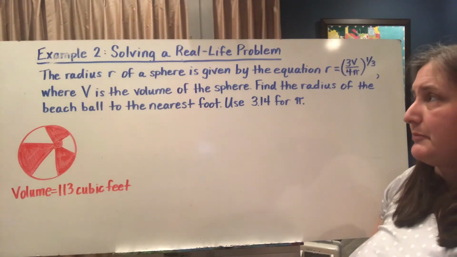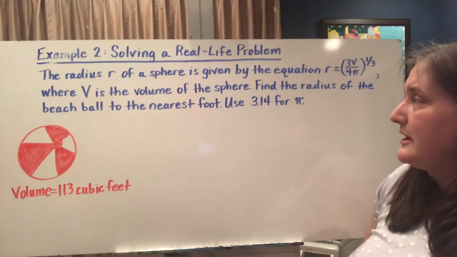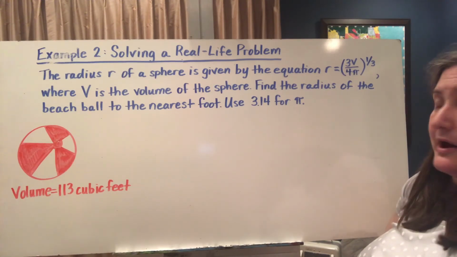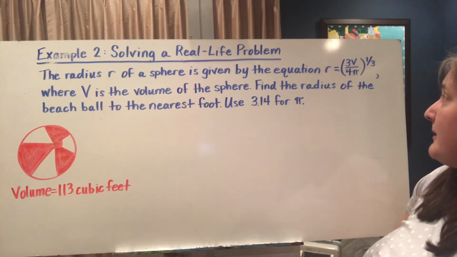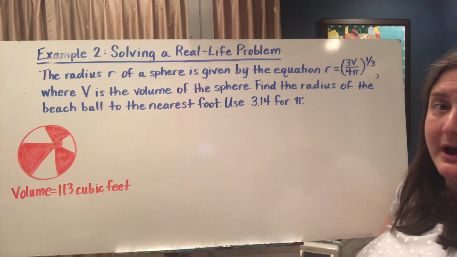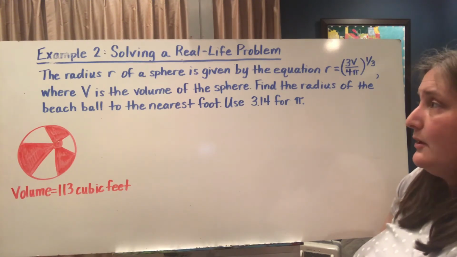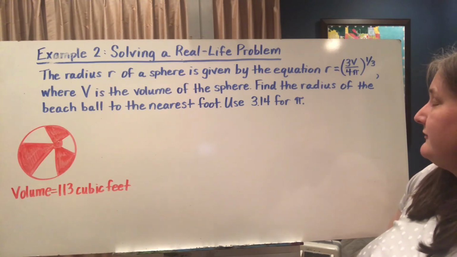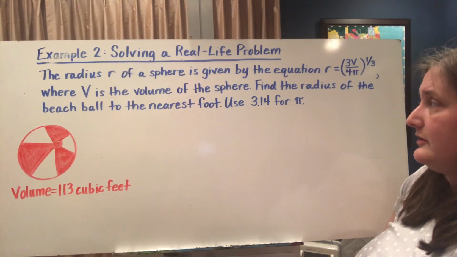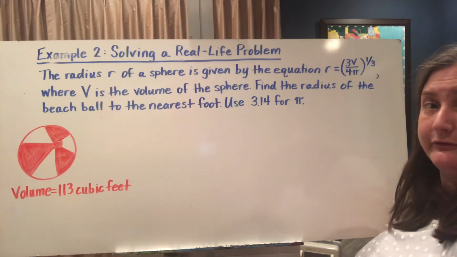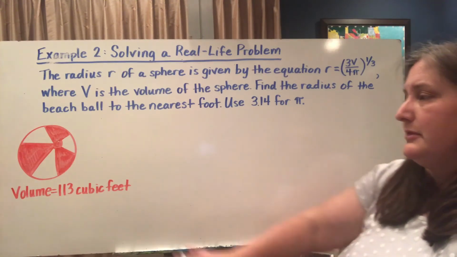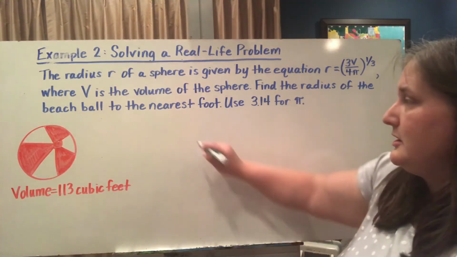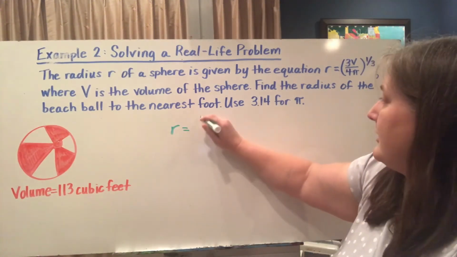Let's try a real-life problem. So the radius of a sphere is given by the equation r equals the quantity 3 times v divided by 4 times pi all to the power of 1/3, where v represents the volume of the sphere. They want us to find the radius of the beach ball to the nearest foot using 3.14 for pi. Now the volume of the beach ball is 113 cubic feet. So let's fill in what we know using our formula.